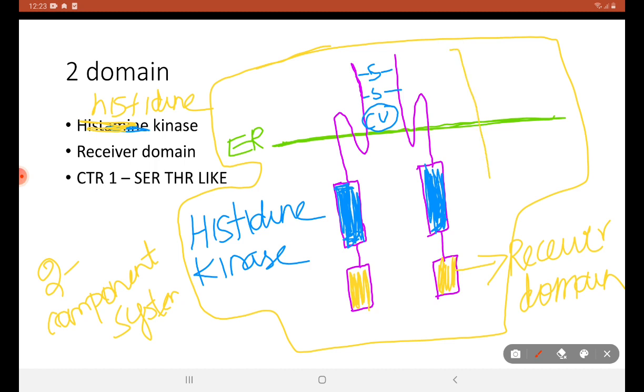So it is a transmembrane domain. We have an ER, and it is present in the ER lumen. This is the cytosol. This is the endoplasmic reticulum membrane. It is a membrane bound receptor. This is the overview about the receptor. CTR is nothing but constitutive triple response 1. It acts like a serine threonine kinase. These are the basic details about the receptors. These are the two domains of the receptor, histidine kinase domain and receiver domain.